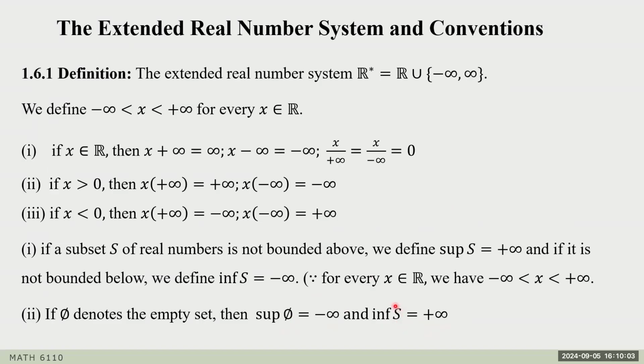Okay, so there has been a typo here, so I have to make sure I fix this. It should be not the infimum of S, but the infimum of the empty set. So the supremum of the empty set is minus infinity. The infimum, this should be the empty set, not S. The infimum of the empty set is plus infinity.